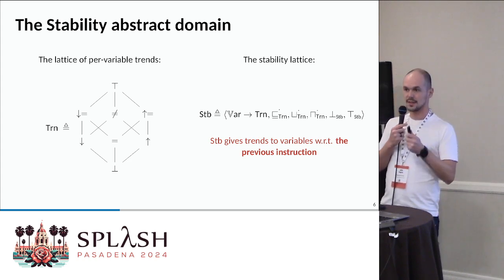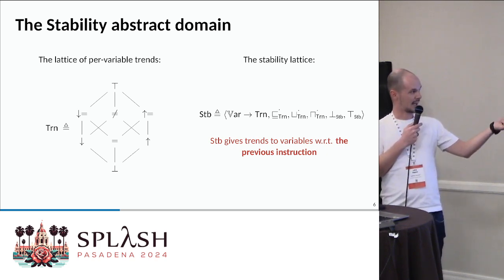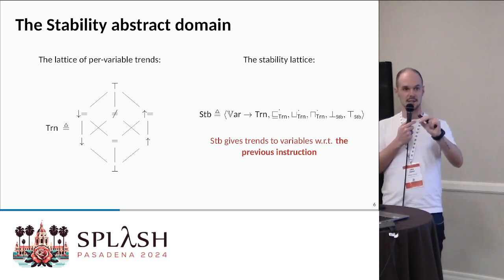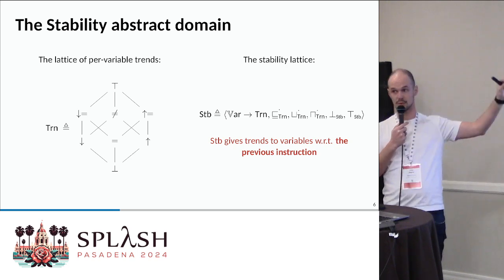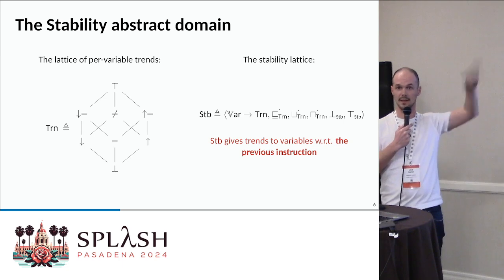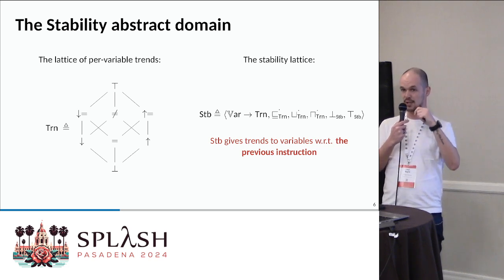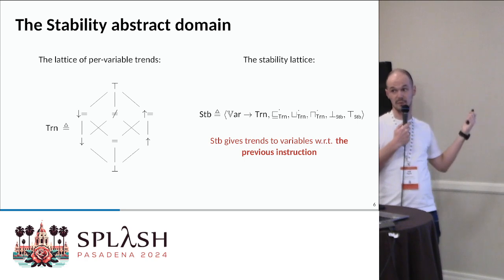And what's important here is that whenever you look at an instance of the stability abstract domain, what it's saying is how the value of each variable has changed with respect to the previous instruction. We're not tracking anything globally inside the program. We just want to know how every instruction changes the values with respect to what it was before.